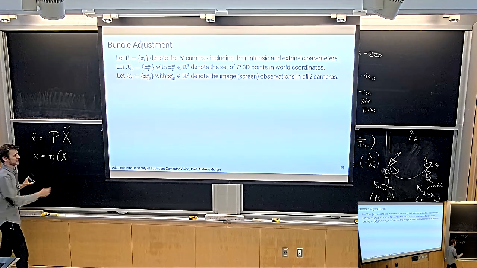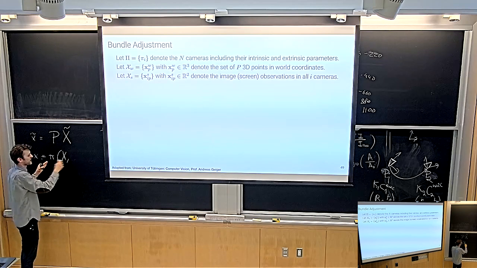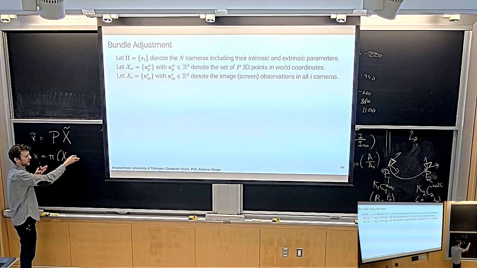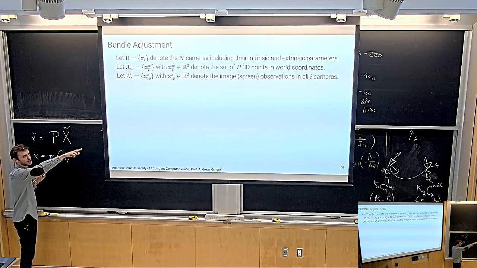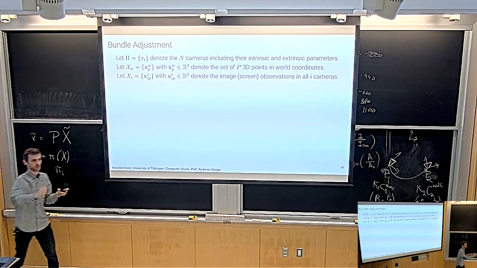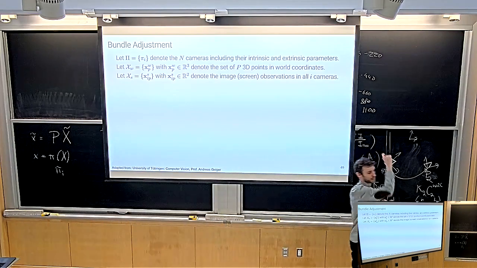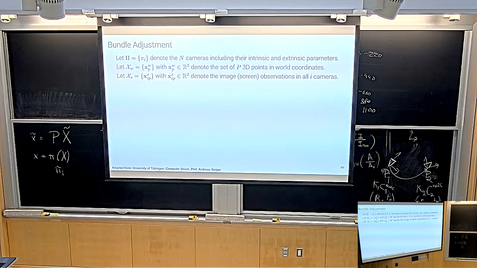Depending on how you want to formulate it, you could say this takes as input the camera parameters. In this case, each camera basically has its own pi_i, which is the operator that projects from 3D coordinates to 2D coordinates. So this is, if you wish, the set of camera matrices P, right?